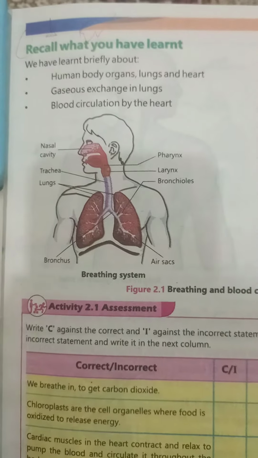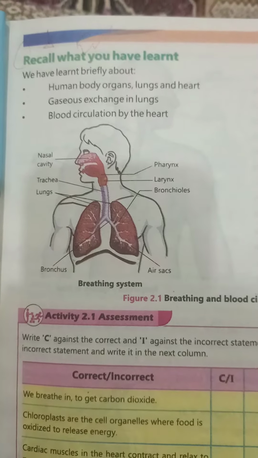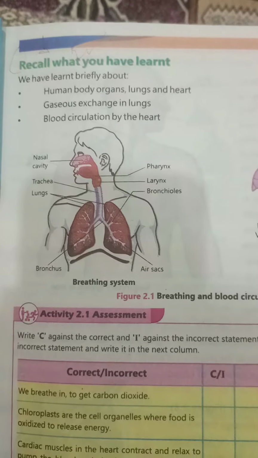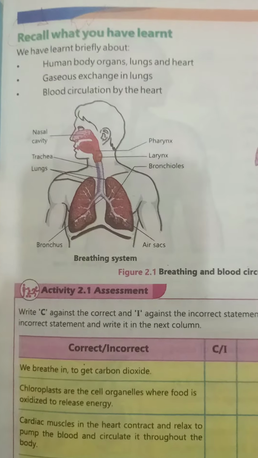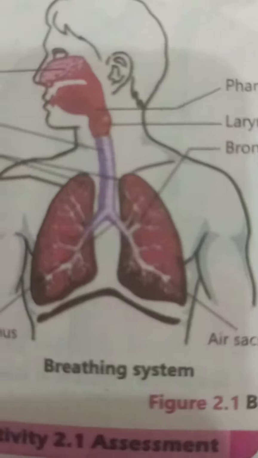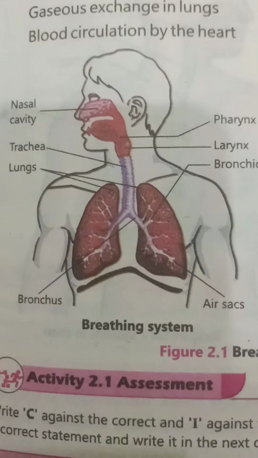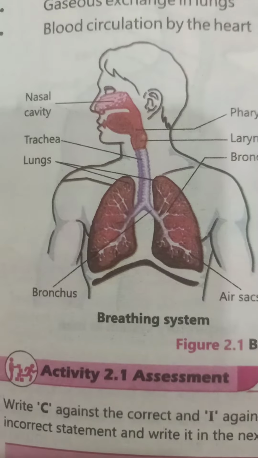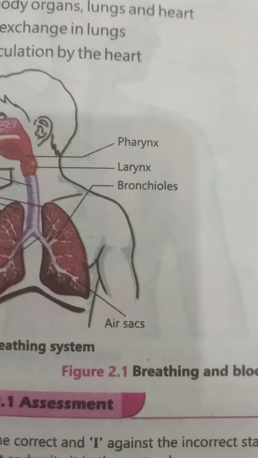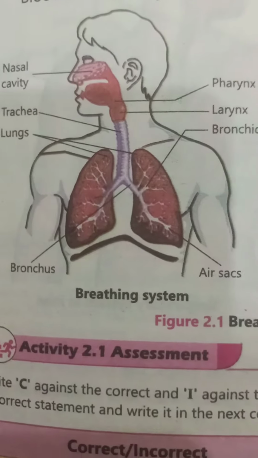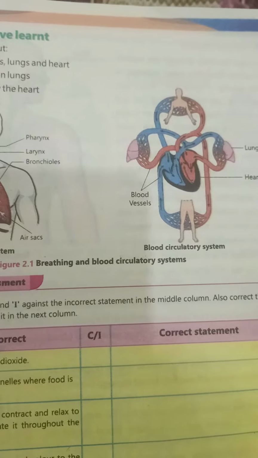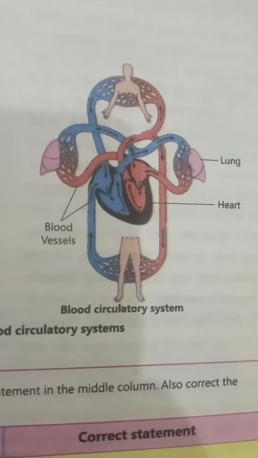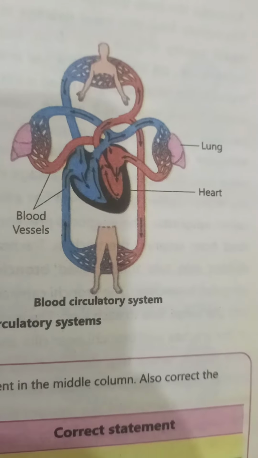Recall what you have learned. We have learned briefly about human body organs, lungs and heart, gaseous exchange in lungs, blood circulation by heart, and the breathing system: nasal cavity, trachea, lungs, pharynx, larynx, bronchioles, bronchus, air sacs. Breathing and blood circulatory systems. Blood circulatory system: blood vessels, lung, heart.